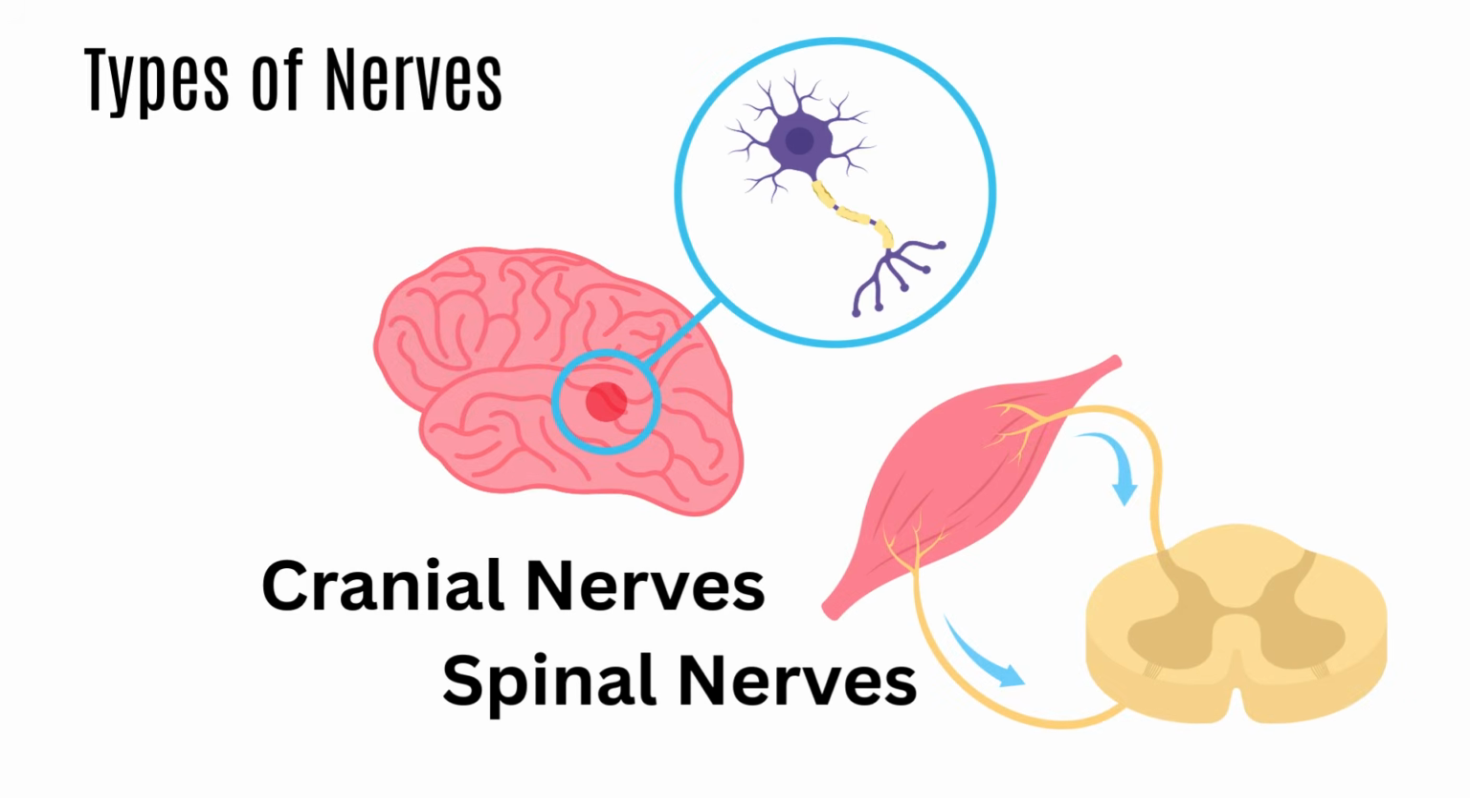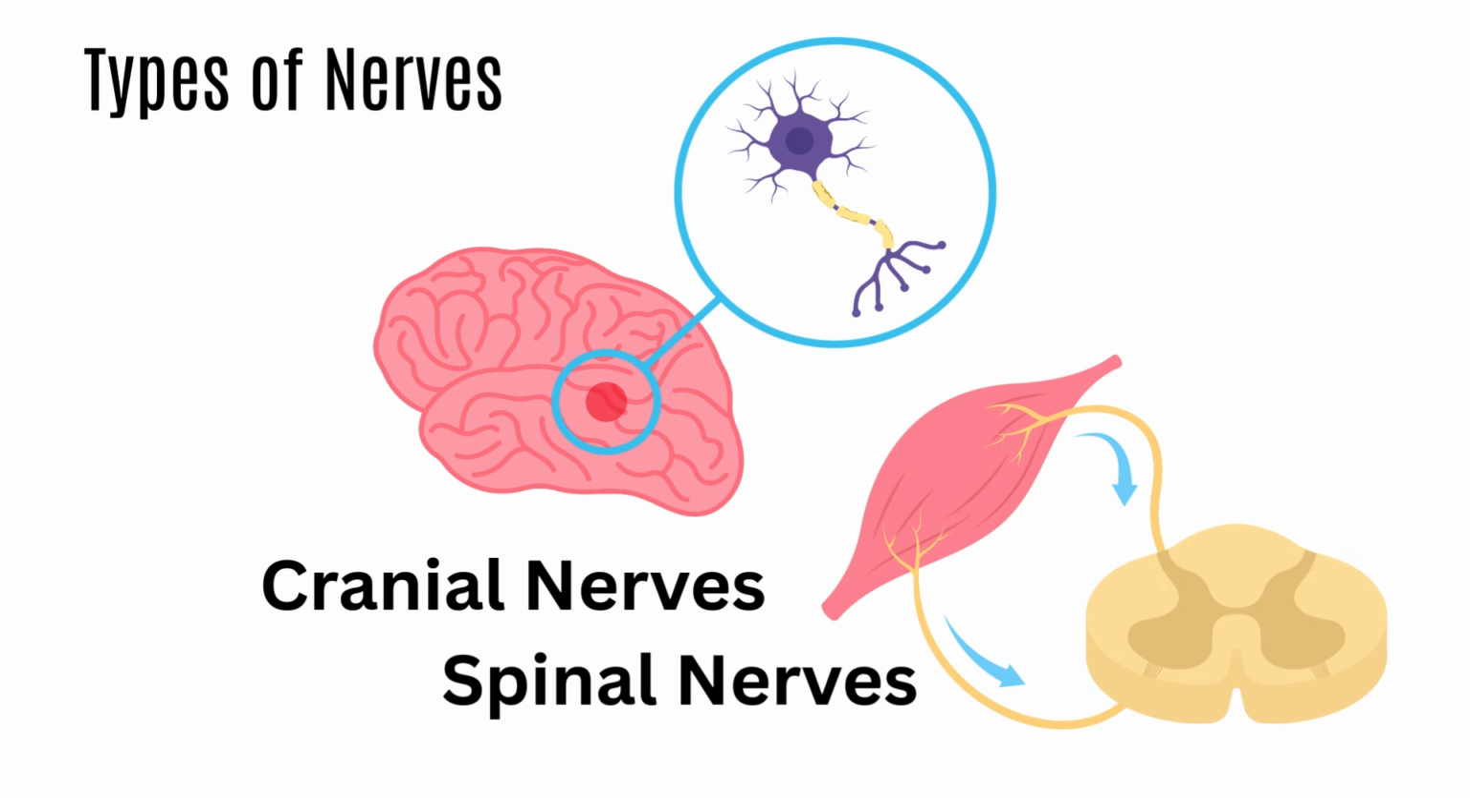Now let's take a look at the types of nerves in the peripheral nervous system. There are two types of peripheral nerves. These are the spinal nerves and the cranial nerves. As the name suggests, the spinal nerves are the nerves which are connected to the spinal cord. The spinal nerves serve as the receptors and effectors in other body parts. That is, they receive impulses and also transmit responses to the parts involved.